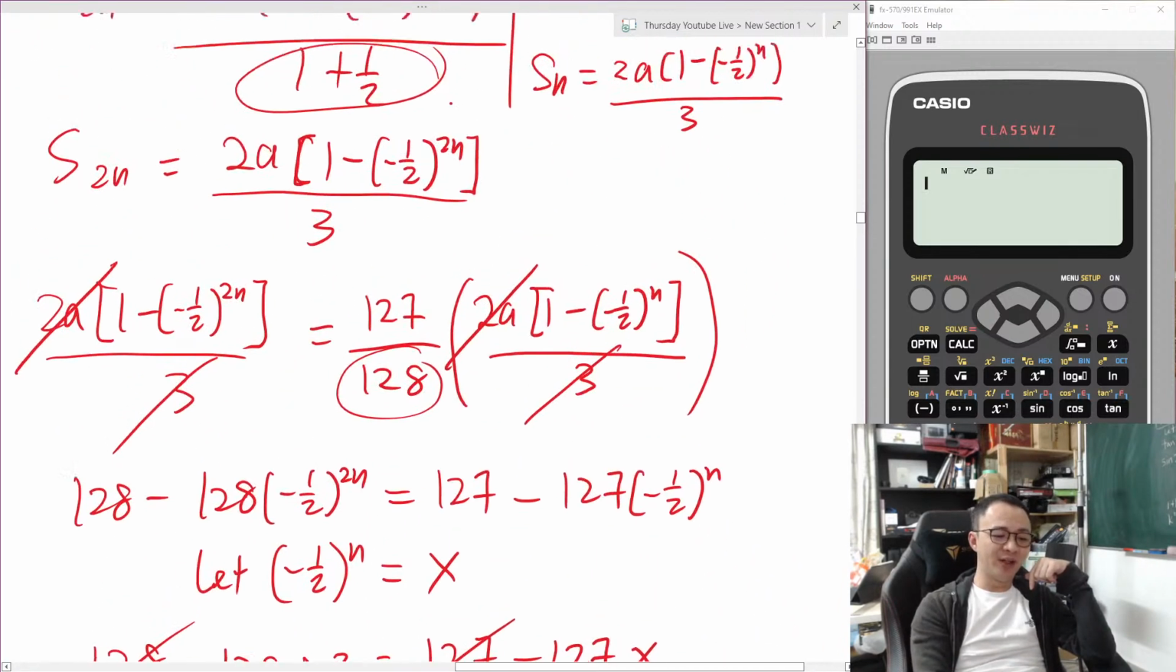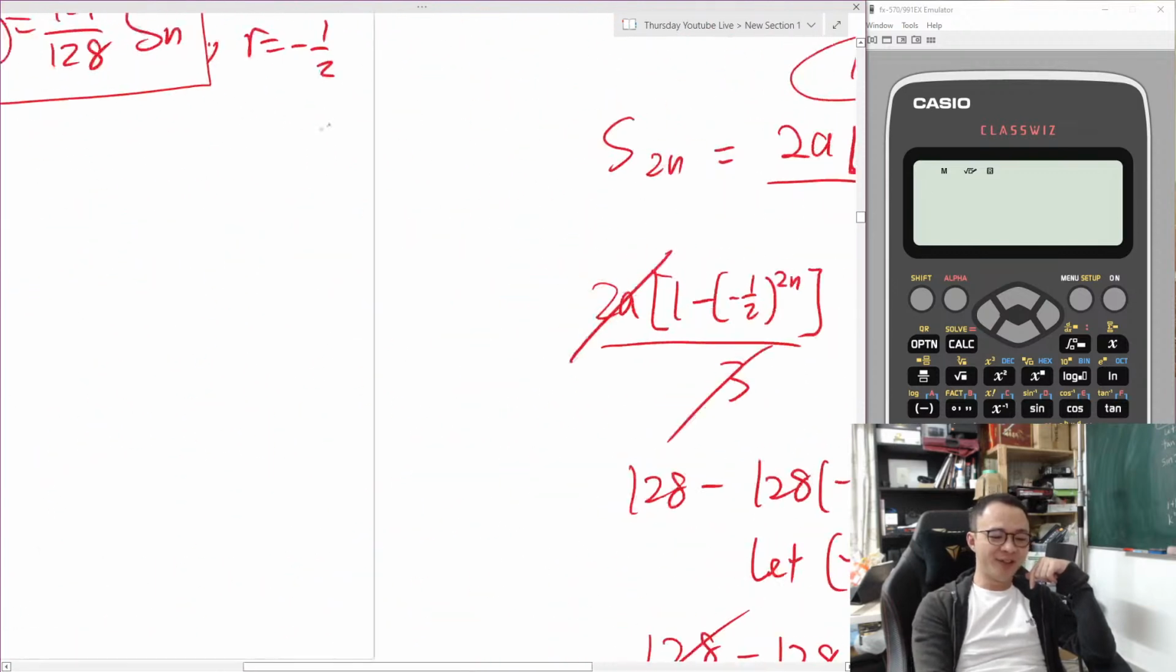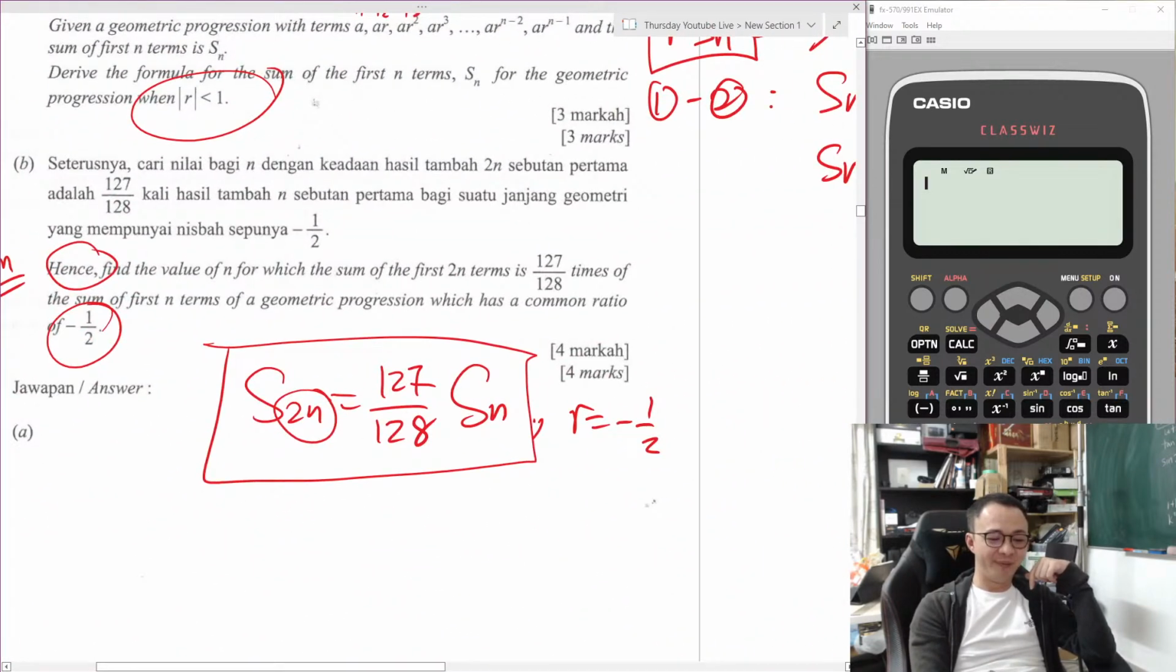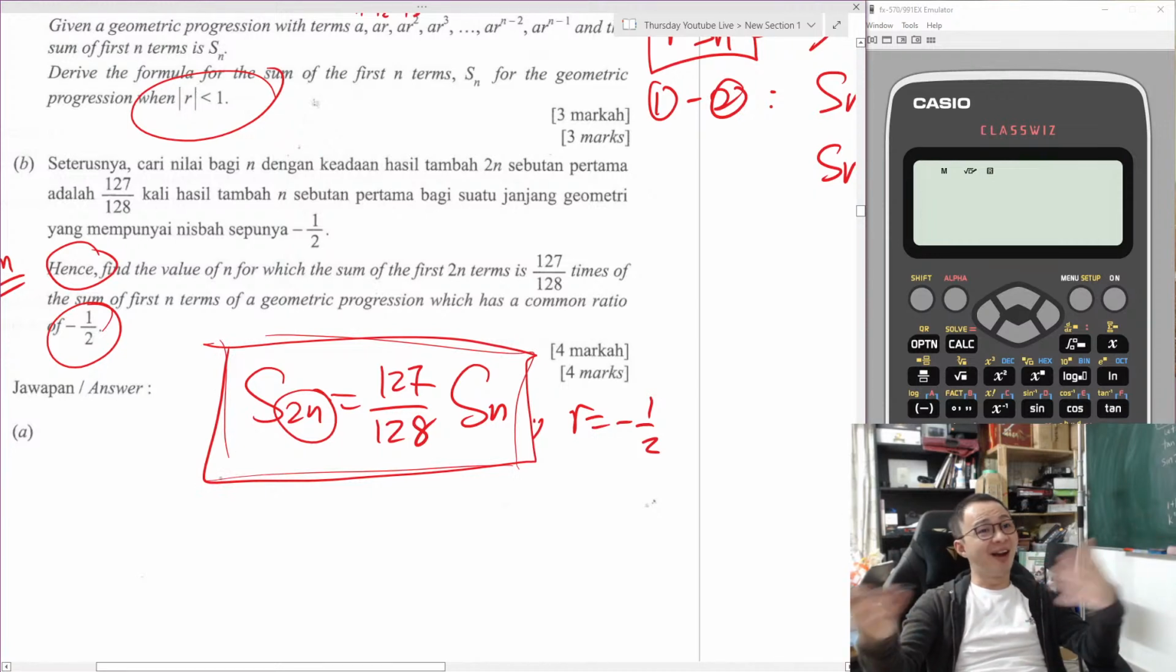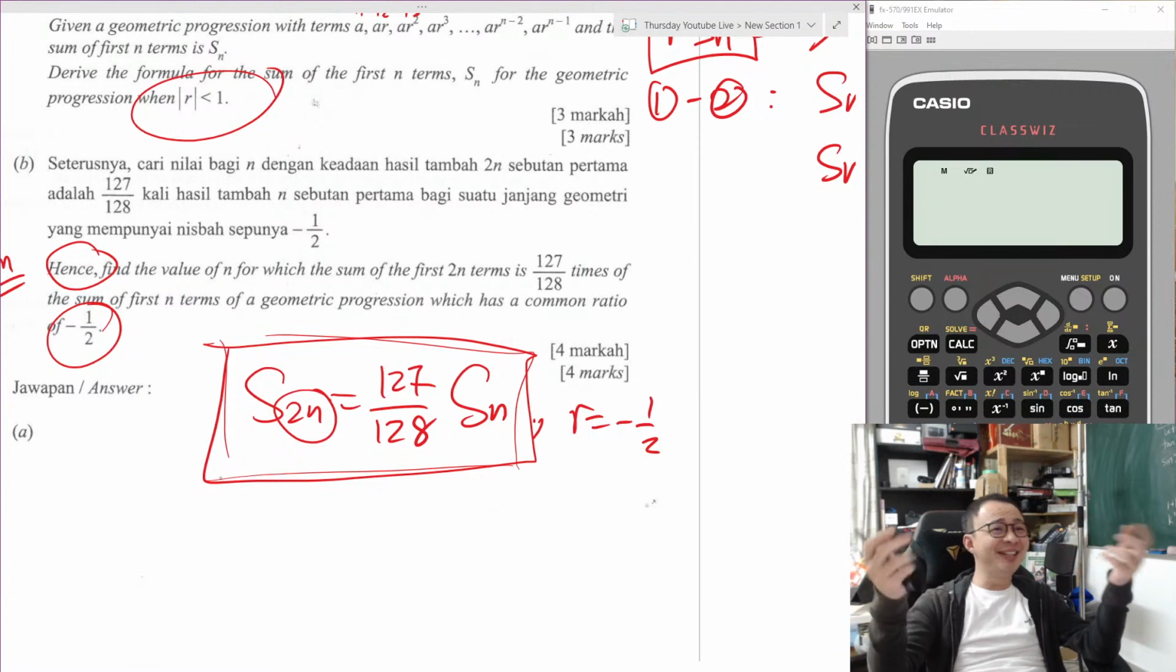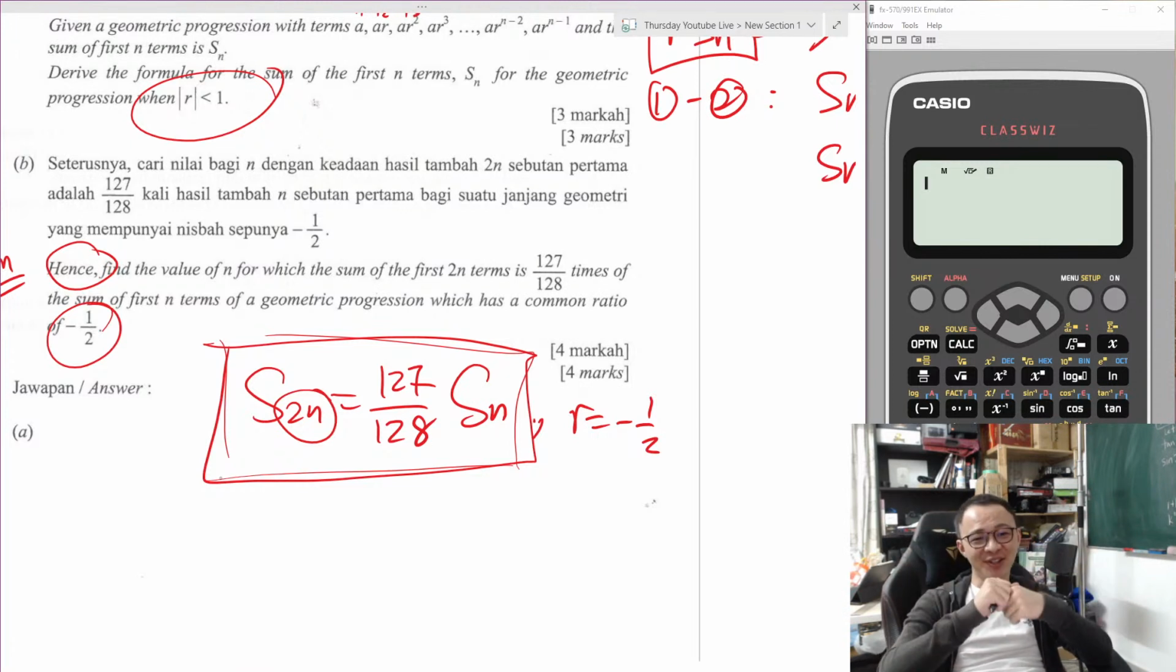So a lot of work to do. First, you have to understand this equation. After you understand this equation, you need to sub r equals to negative 1 over 2 into that. After you sub, if you sub carefully, you don't make any mistake like minus minus becoming plus, you should get a nice quadratic equation. Then you need to solve the quadratic equation using some indices and log. Then you will get a perfect answer.